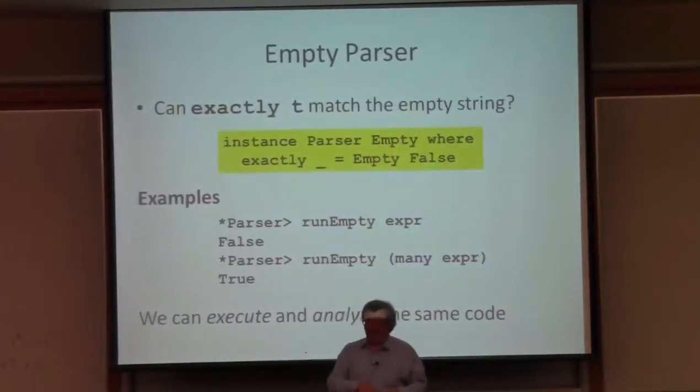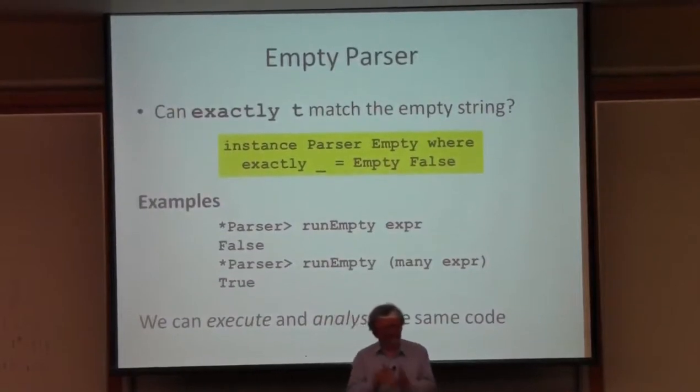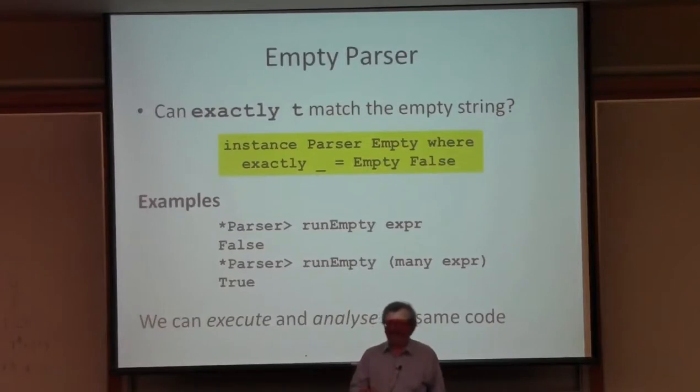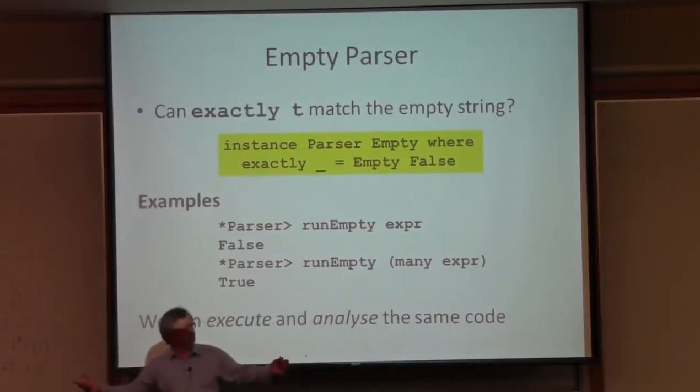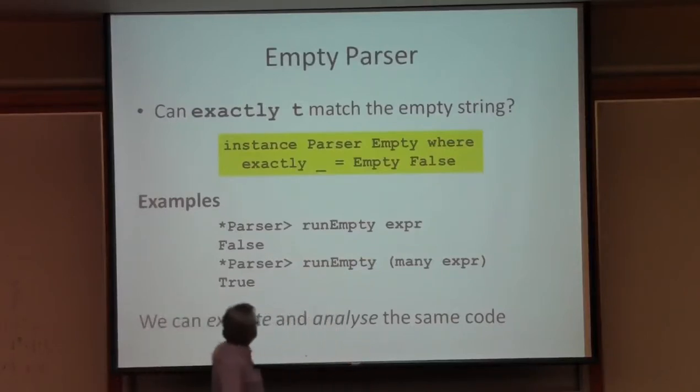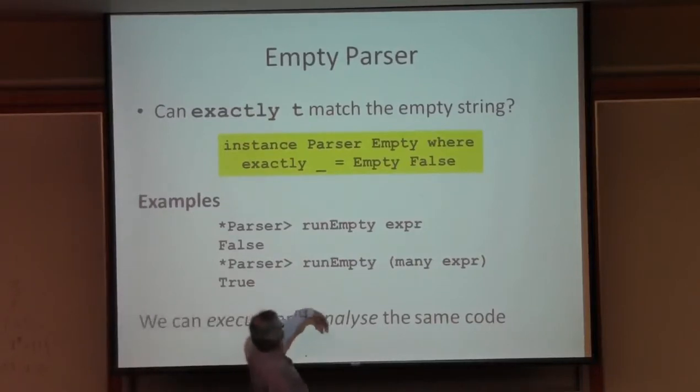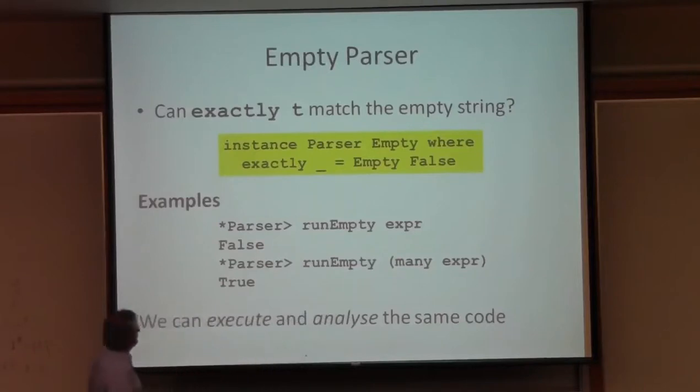Okay. But the whole reason for starting talking about applicative really was that I could do this optimization. So, can I define exactly T for my emptiness analysis? Well, yeah. Does exactly T match the empty string? No. It matches T. So that's easy to define. And as soon as I do, then I can start running the empty parser. I haven't shown you run empty, it's trivial. I can start running things with the empty parser type to analyze my grammar.